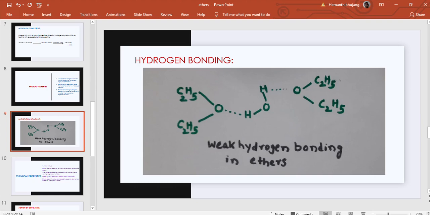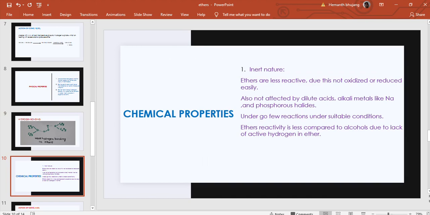So this is about the physical properties. Coming to the chemical properties, ethers exhibit inert nature.